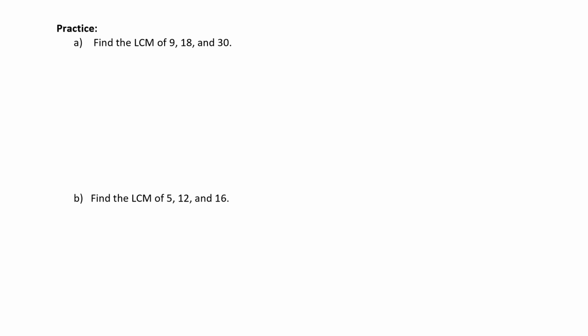Let's work on A together, and then I'll give you time to practice with B. Or if you choose, you can pause your video and you can try A and B on your own. So step number 1. So we want to find the lowest common multiple of 9, 18, and 30. Let's break down 9 into its prime numbers. 3 times 3. 18, I know that's 9 times 2. That's going to be 3 times 3 times 2. And the 3's are the same, so I line them up in the same column.